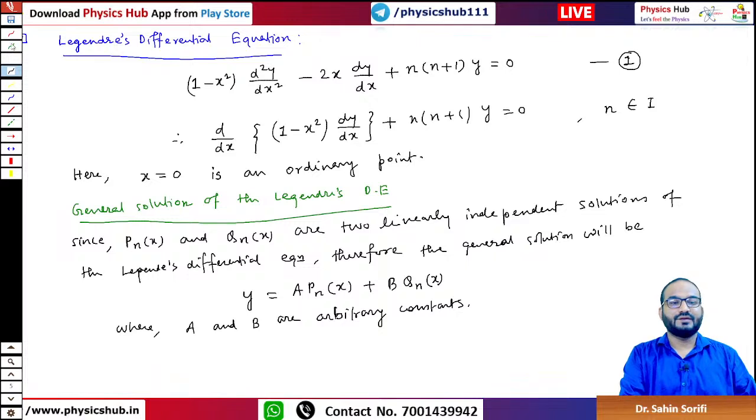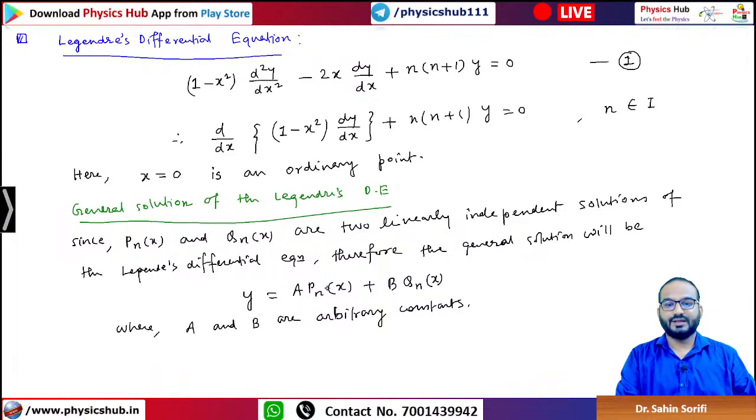Now our main focus will be on this Pn of x, that is the Legendre polynomial. It means if you put Pn of x in place of y, that will satisfy this equation.